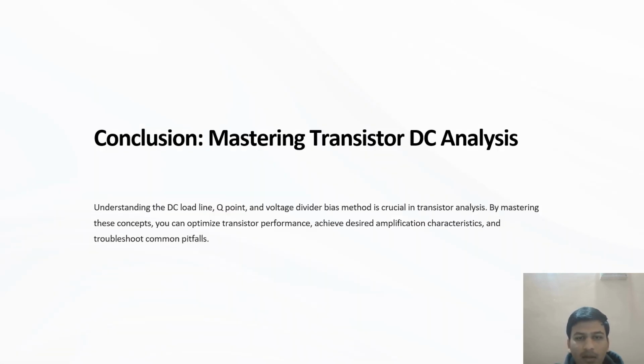So at last, by mastering the DC analysis, we learn about the DC load line, what the Q point is, and why the voltage divider bias method is important in transistor analysis. By mastering these concepts, we can see the transistor performance and achieve the desired characteristics.